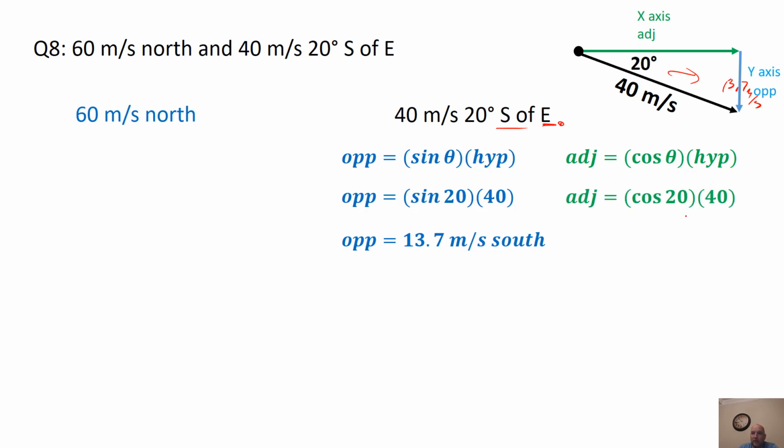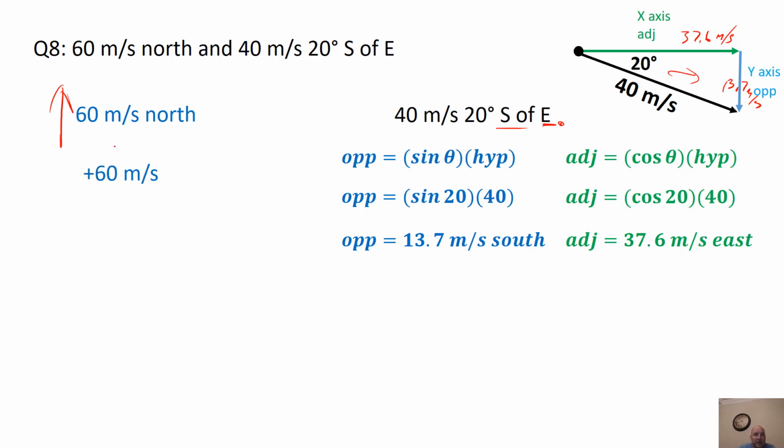And we're going to do this to find out what the x-axis is going to be: cosine, because we're trying to find the adjacent side, of 20 times 40, and we're going to get 37.6 meters east. So this is going to be 37.6 meters per second east. And so we can see what we're going to do here. The resultant vector is going to have only one x component, this 37.6, but then we're going to have to add this 60 north to this 13.7 south, which really is going to be a subtraction when we look at the math.